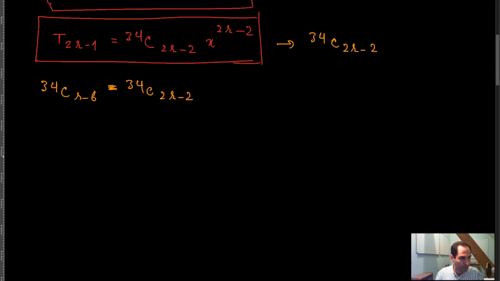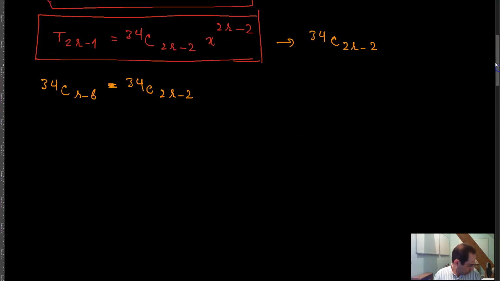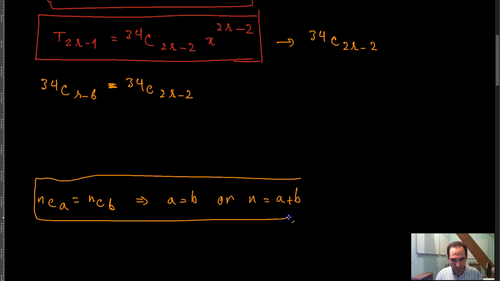Now, what you can do here, if you remember in the chapter related to combinations, there was a remark we had related to the derivation of the combination formula. We said that if n combination A is equal to n combination B, that implies that either A is equal to B or n is equal to A plus B. We proved it before, right? Which means that 34 combination r minus 6 is equal to 34 combination 2r minus 2, that implies that r minus 6 is equal to 2r minus 2, or n is equal to a plus b, which is 34 is equal to r minus 6 plus 2r minus 2.